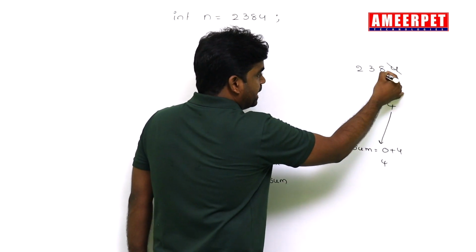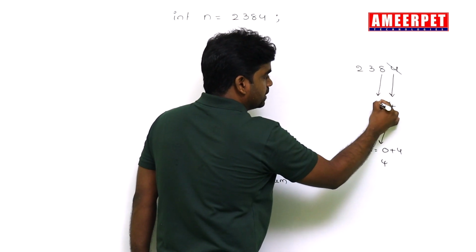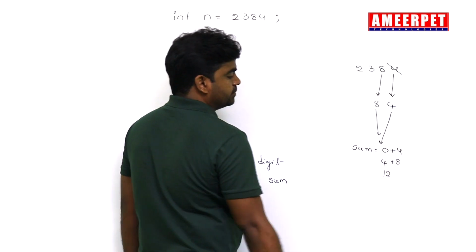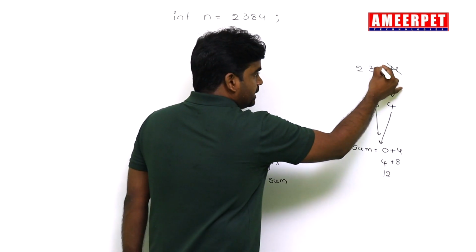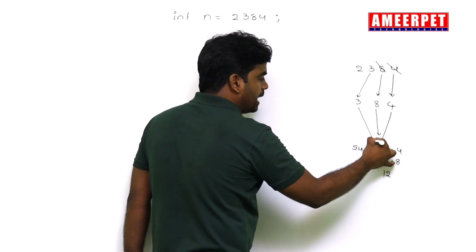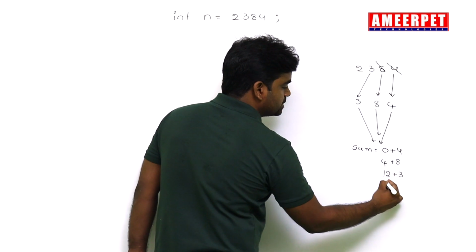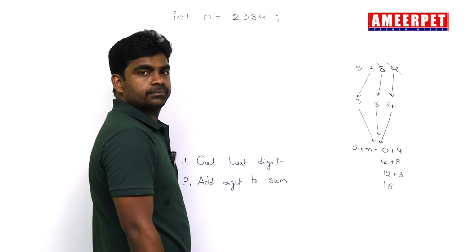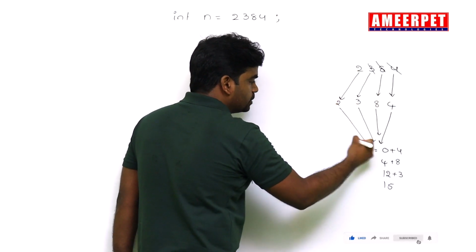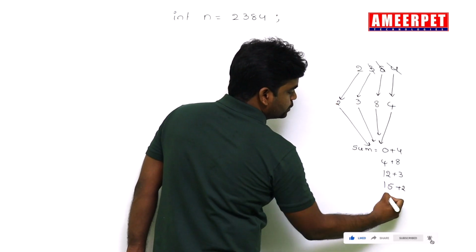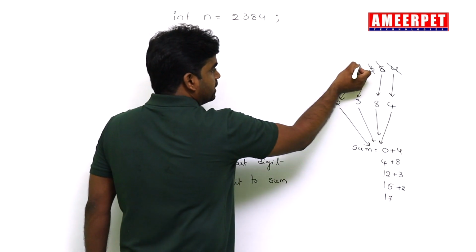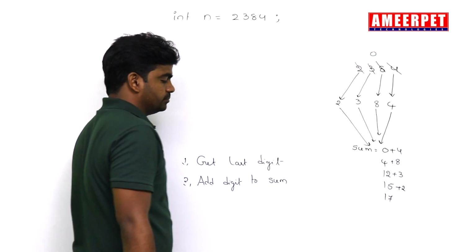Next again get the next digit 8. Then add to the sum. 4 plus 8 value is 12. Then again remove that digit. Get the last digit now 3. Add to the sum. 12 plus 3 is 15. Again remove the digit. Get that digit, add to the sum. 15 plus 2 is 17. So finally the value becomes 0.